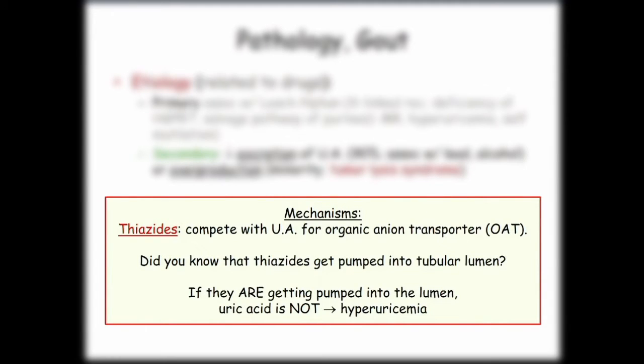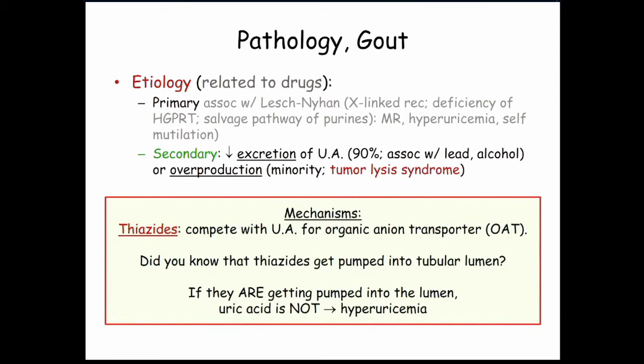Number one is thiazides. So we know that thiazides cause hyperuricemia, and they can precipitate gout, just like niacin does as well. And they compete for these organic anion transporters in the renal tubules. It never dawned on me how thiazides actually work in the kidney. They get pumped into the tubular lumen. That's how they ultimately block those pumps. Okay, so it has to get pumped essentially into the urine to work, and it just competes for the same transporter as uric acid. That's how thiazides cause hyperuricemia and gout.